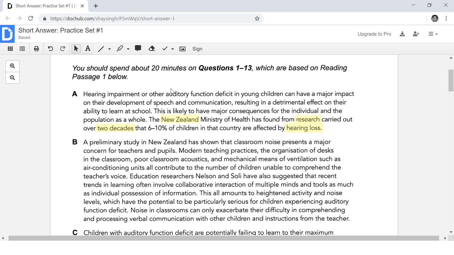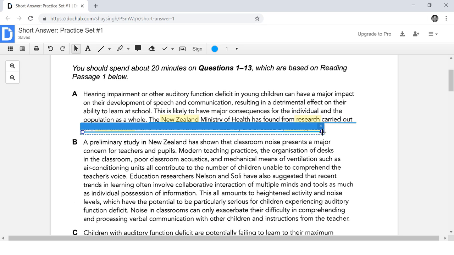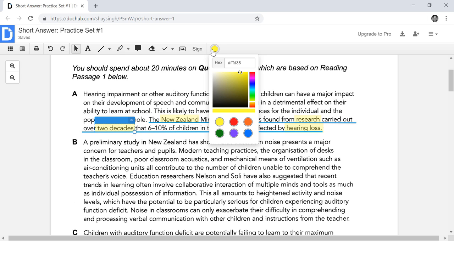Okay, so that is where we're going to find our answer. This is what we call our matching sentence. The matching sentence is the sentence in which we're going to find our answer. So this is the matching sentence, and the correct answer is 2 decades, because the question is asking us for a period of time, and 2 decades is a period of time.